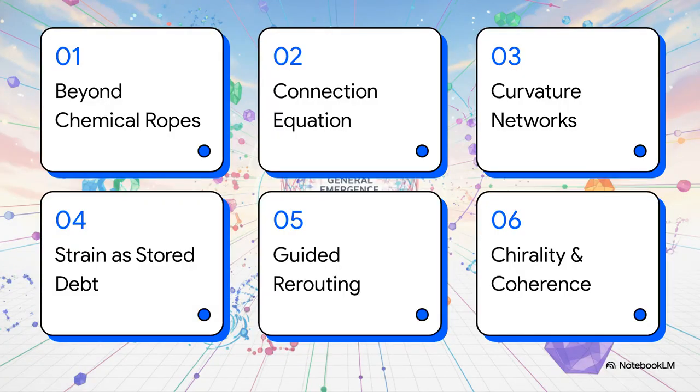Okay, so here's our roadmap for today. First, we'll go beyond the chemical rope. Then we'll look at the equation of connection, move on to molecules as curvature networks, and explore strain as strain debt. Finally, we'll wrap up with reactions and guided rerouting and tie it all together with chirality and coherence.